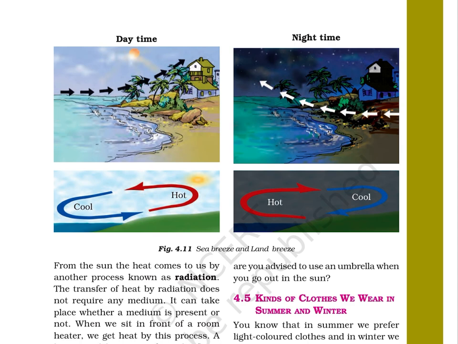The second scenario is of night time. Now, a stream of arrows are going from the house towards the sea. This makes us understand with the help of the second picture that hot air is coming from the sea towards the land and cool air is going from the land towards the sea.